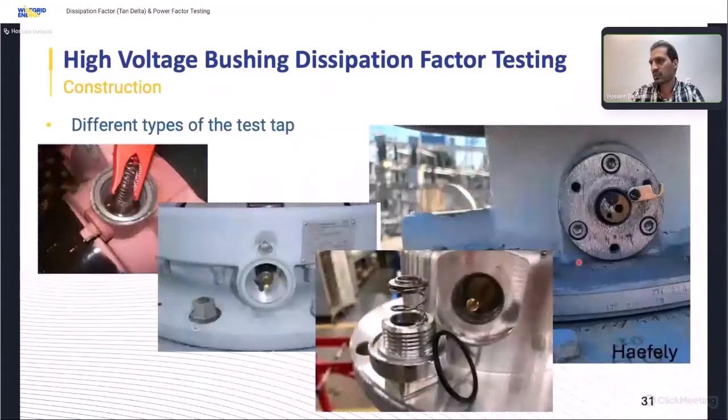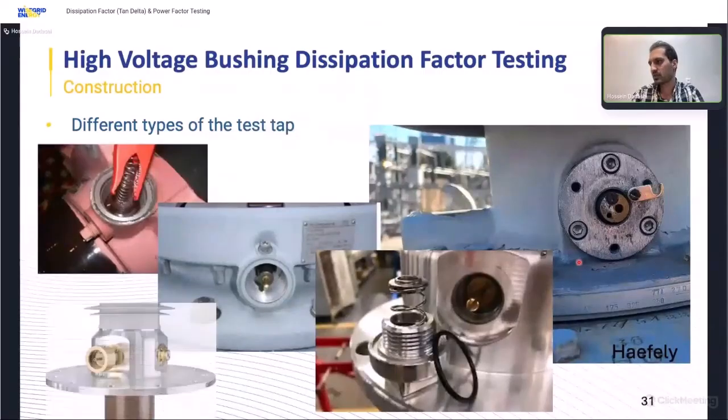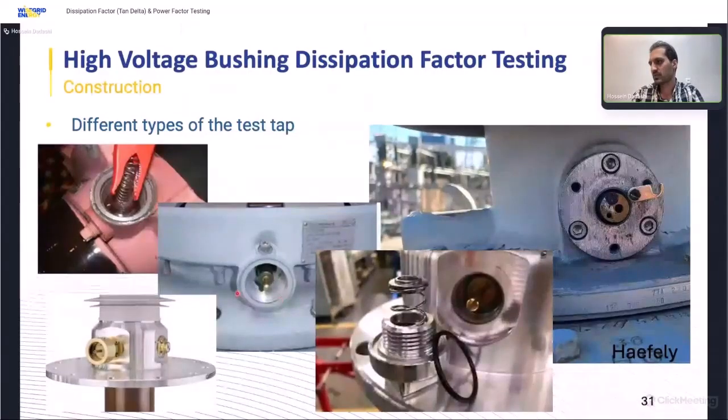There are different types of test tabs in the market. All manufacturers use different types of test tabs, and also different types of caps for grounding the test tab. We should be aware of them, because when we want to measure dissipation factor and tan delta of the bushings, we need to open the test tab and connect our test kit to this point. So if the bushing has both of them, like this one, the smaller one is the test tab and the larger one is the potential tab.